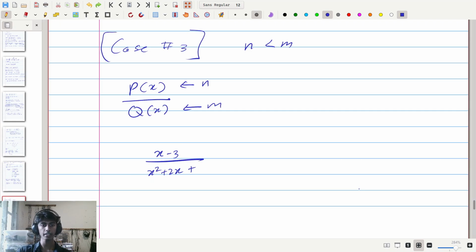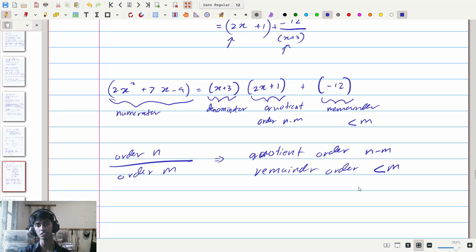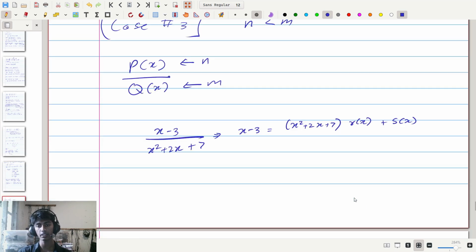So that means that writing this equation in the multiplication form with remainders would give us x minus 3 is equal to some x squared plus 2x plus 7 times our r(x) plus s(x). This is of course the same as our earlier format of quotient and remainder. In this case, we can clearly see r(x) would have to be 0, because if r(x) is not 0, that means there's at least an x squared term on the right side, but there's no x squared terms on the left side. So therefore, r(x), or the quotient, in this case is 0.